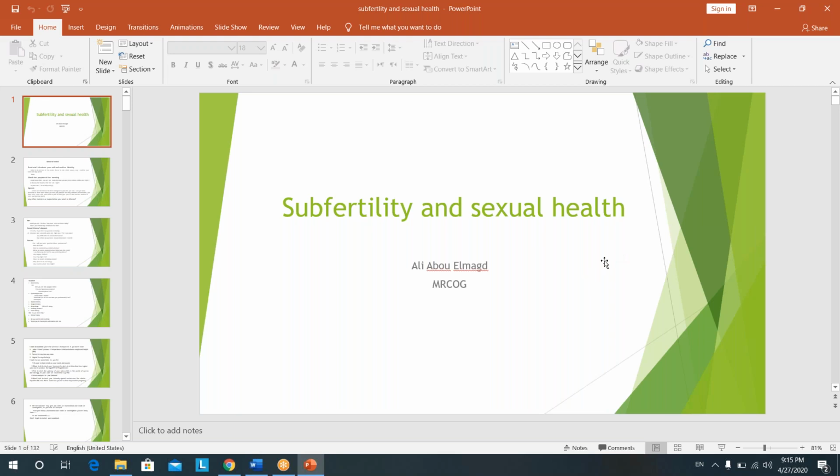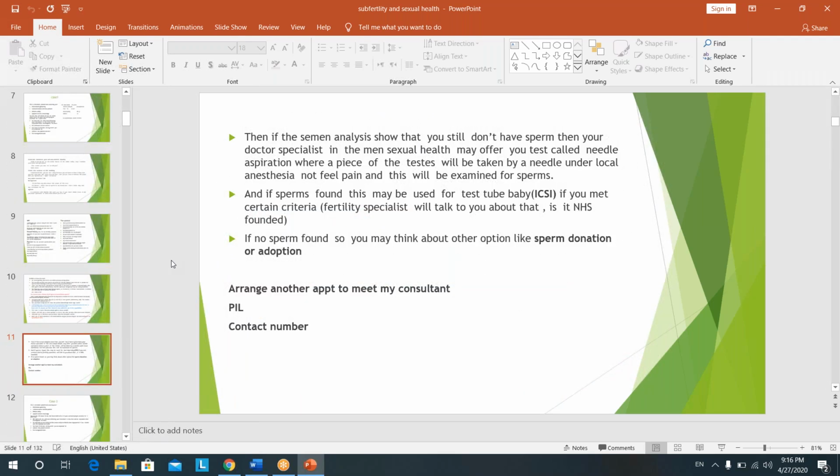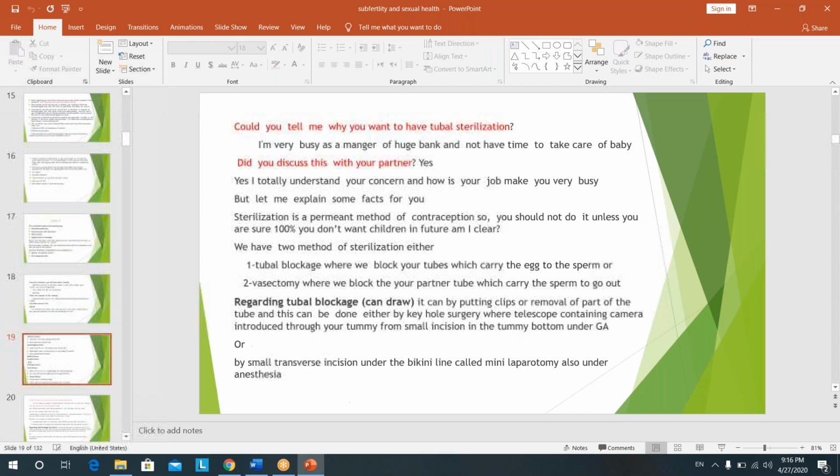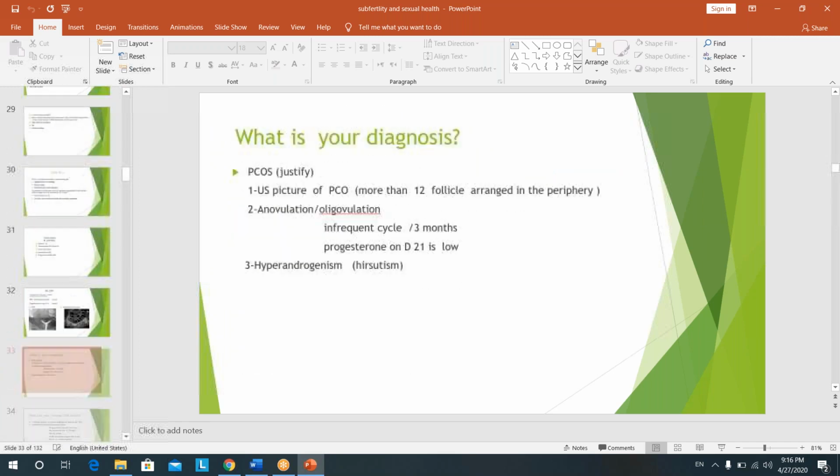Today, inshallah, we will take some of the sessions which are tricky. The Subfertility and Sexual Health module has a lot of sessions or tasks that are tricky and may be difficult to practice, so we'll try today to take some of these stations. In the last session, one of your colleagues asked me about the case of the fibroid. The patient came with a fibroid uterus, and this task was in the last exam. So we'll start with this case, inshallah.